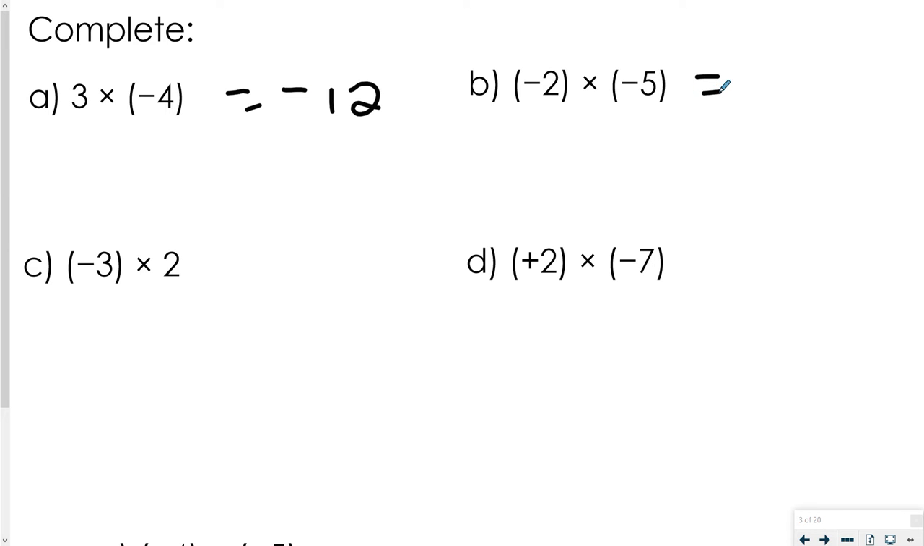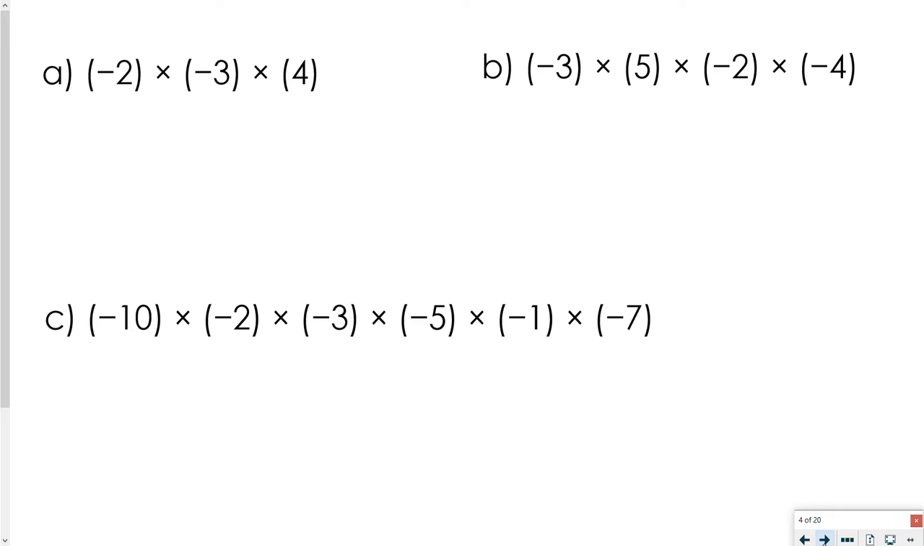Over here in B, I have 2 times 5 is 10. And then I have two of the same, a negative and a negative, so my answer is going to be positive. Remember, you don't have to write that positive sign, okay? C, negative 3 times 2, so 3 times 2 is 6. The signs are different, so my answer is negative. D, 2 times 7 is 14. The signs are different, so it's negative.